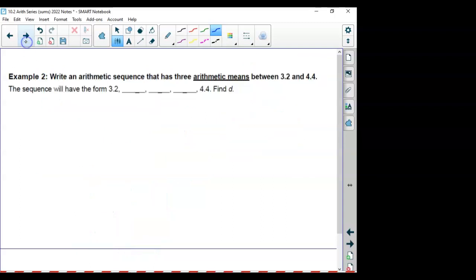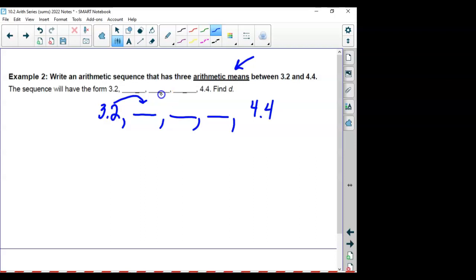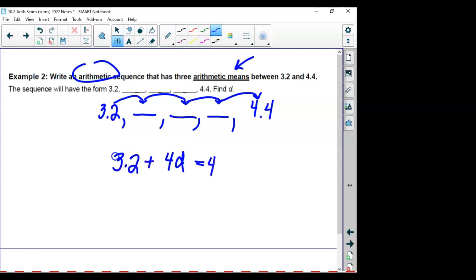You good? All right, write an arithmetic sequence that has 3 arithmetic means. Here's that new vocabulary. Between 3.2 and 4.4. It just means 3 missing terms, guys. So the way I taught this in the past was we just wrote down 3 blanks, and then we thought about what happened to get in between. So they added 1 difference. Remember, this is arithmetic, so they're adding 2 differences, 3 differences, 4 differences to get there. Does that make sense? So 3.2 plus 4 differences became 4.4.